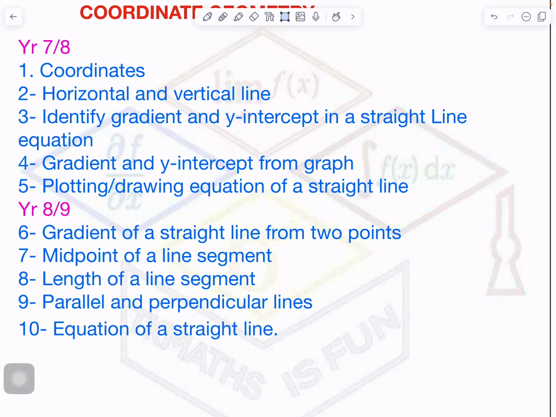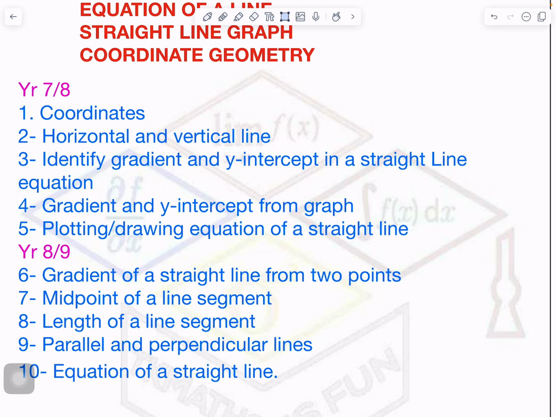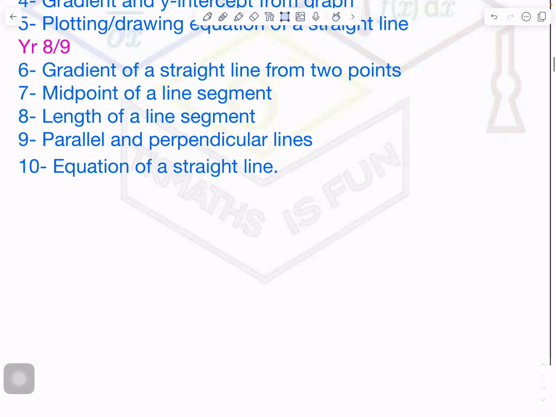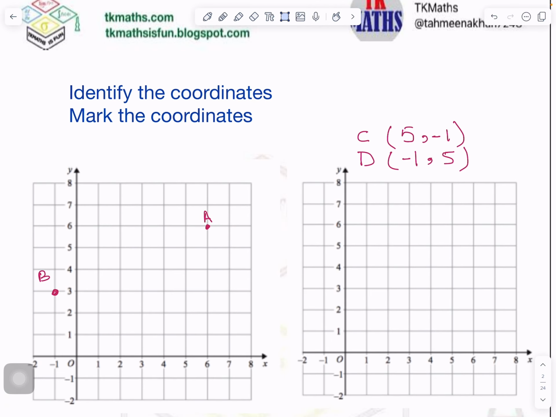So altogether, this is all covered under the syllabus of a straight line graph or equation of a straight line in key stage 3, right? Year 7, 8 and 9. And definitely it is applied in year 10 and examination onward. So let's just start with the first topic. First it is identify the coordinates and mark the coordinates. So we'll solve it here together so that you can also understand it, and I will keep explaining as well.